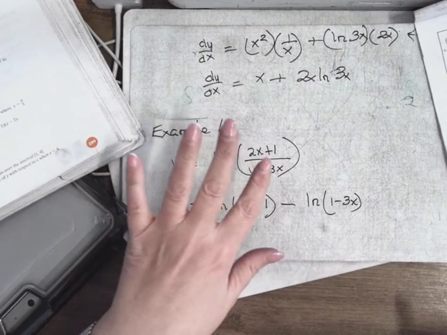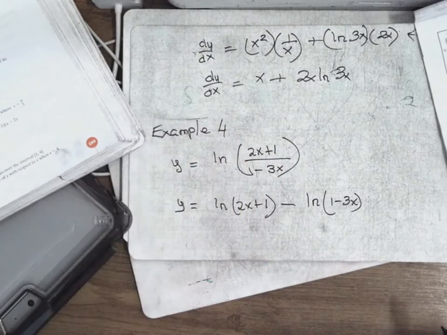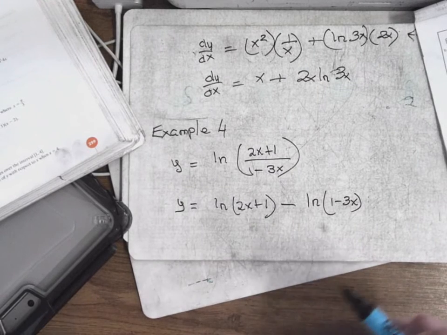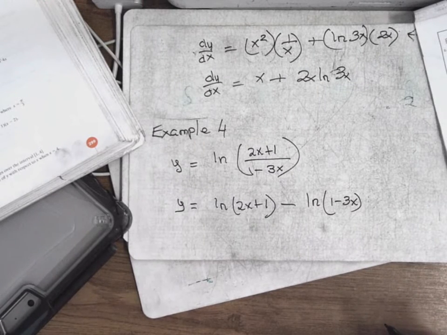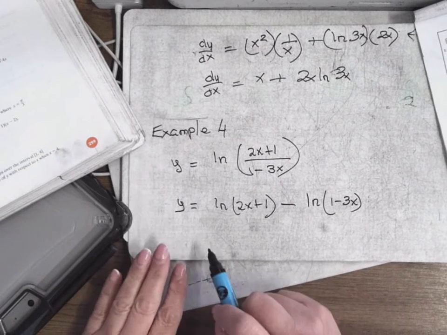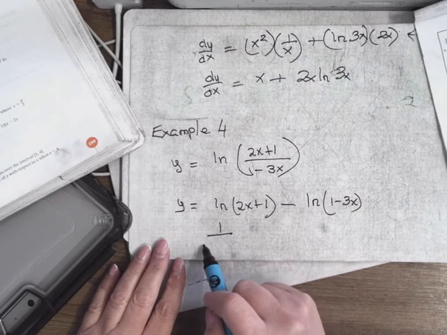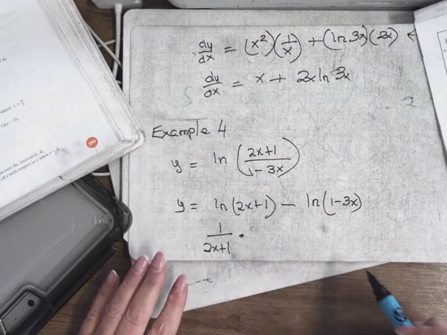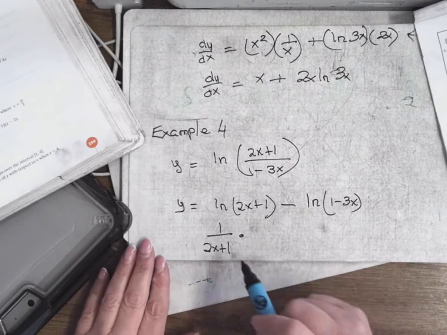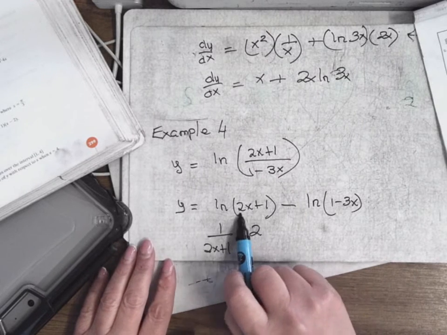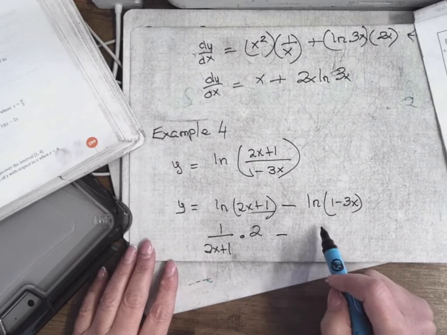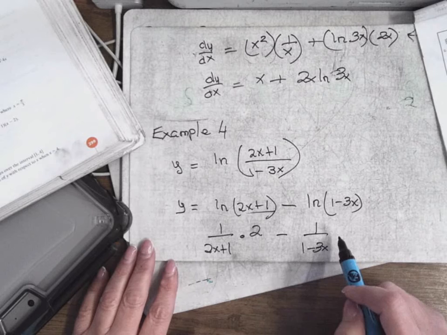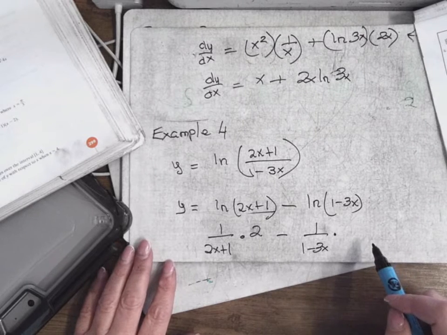Okay, so to differentiate here, then it's easier to differentiate this way. You could differentiate 1 over (2x plus 1) all over (1 minus 3x) and then use the quotient rule, but it's a lot of work. This is the easiest way to do it. So you get 1 all over 2x plus 1 and then you multiply that by what? 2, because I'm differentiating that. Then it's minus 1 all over 1 minus 3x multiplied by what? Minus 3.